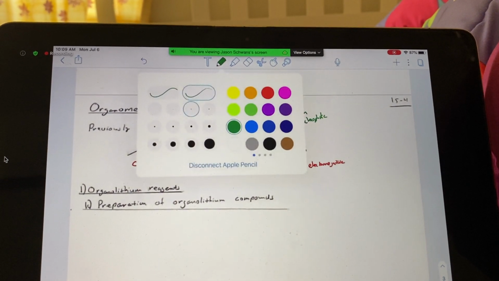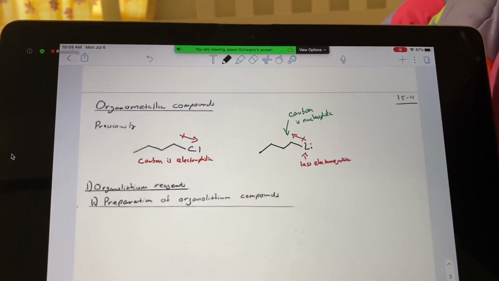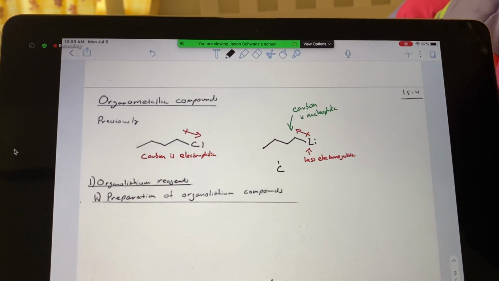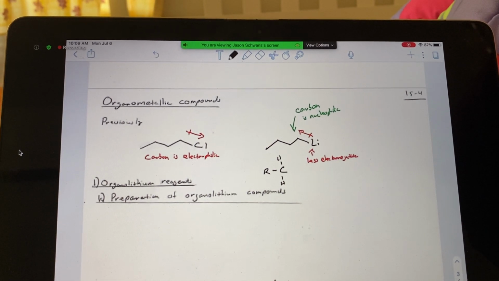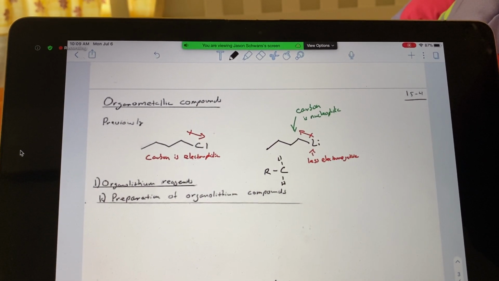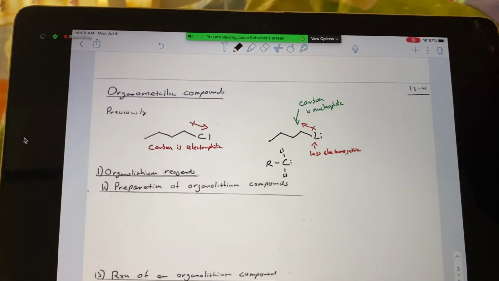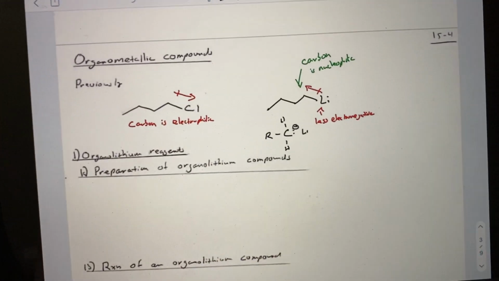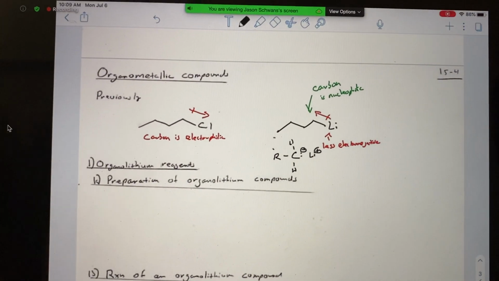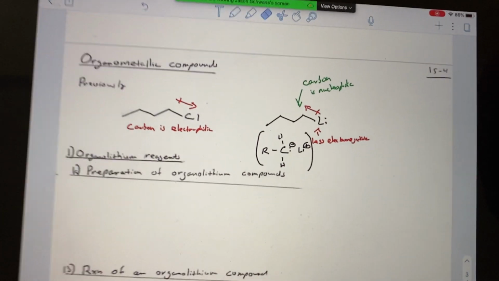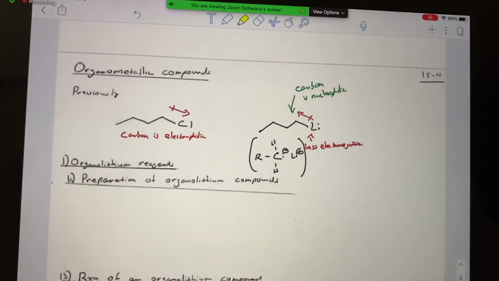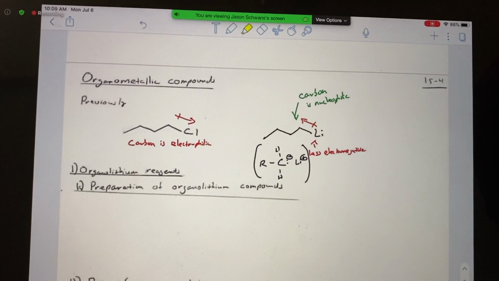So one could actually think about it like carbon with some R group, that's that chain there. And this is not true, but it's a way of thinking about it, as carbon with the negative charge, lithium with the positive charge. I'm going to put that in parentheses because that's our imaginary species here. So that's what we can start thinking about it like this.